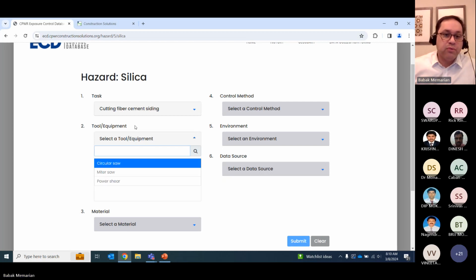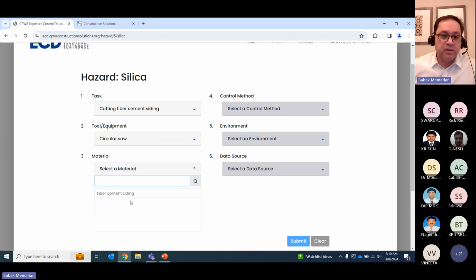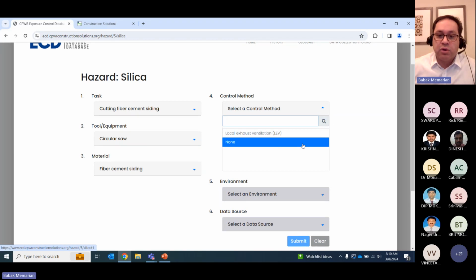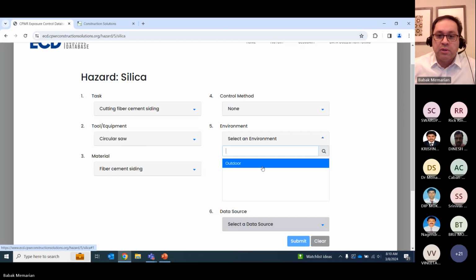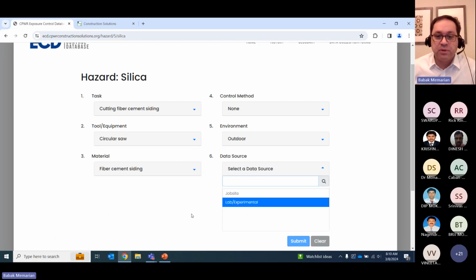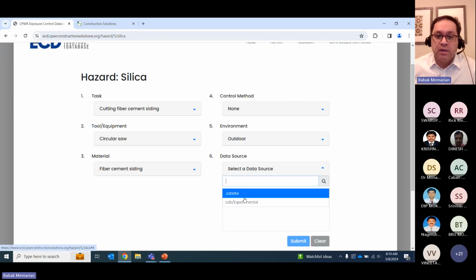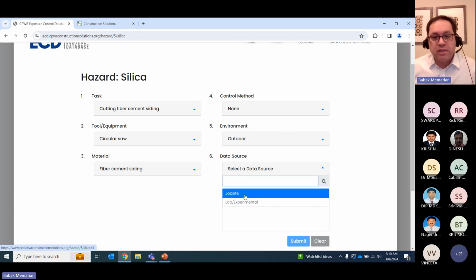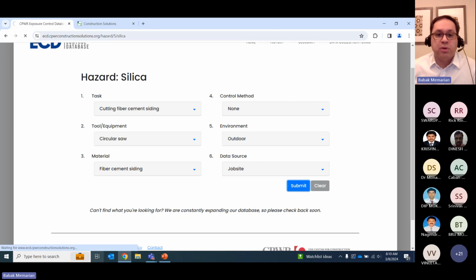So for this activity, let's pick circular saw as the tool. Material is, of course, fiber cement, and let's say whether we need a control method, none. The work environment was outdoor because we didn't have any data for indoor. We might find some in the future. And data source, whether it was actual data coming from the job site or from lab and experiments. So let's see what we got from the job site, from actual operations.